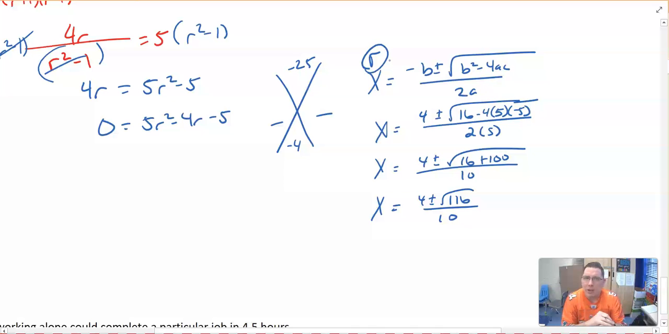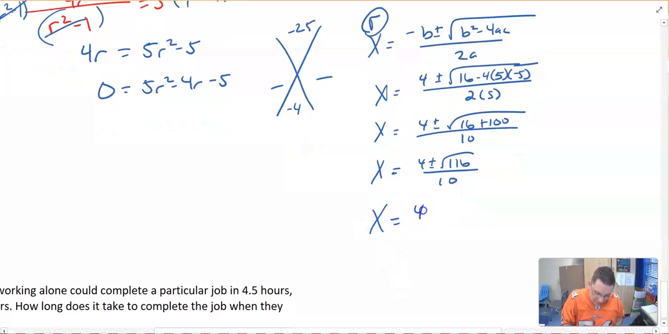Because we're talking about the rate of how fast she's swimming. And so if she's swimming at a rate that's negative, she'd be going backwards, and that wouldn't make sense. And so when we take the square root of 116, that's between 10 and 11. It's closer to 11. And so if we do 4 minus 11, that's negative. And the denominator is positive, so negative divided by positive is negative. So the negative doesn't work in this case. 4 plus 10 point something divided by 10 is going to give us a positive. So that's the only solution I'm going to continue to work on because it's the only one that makes sense.